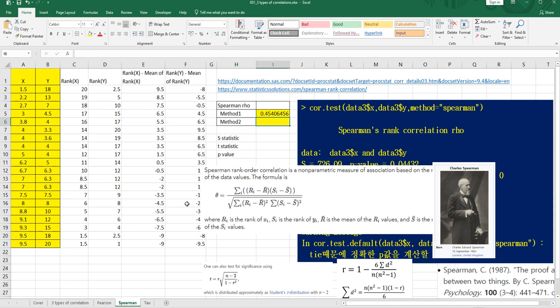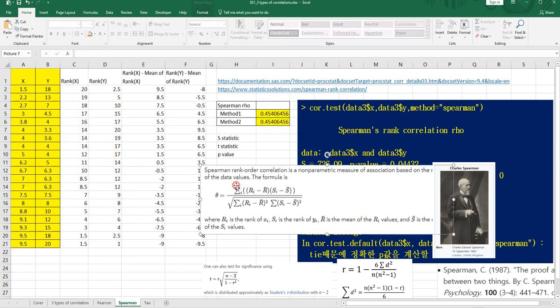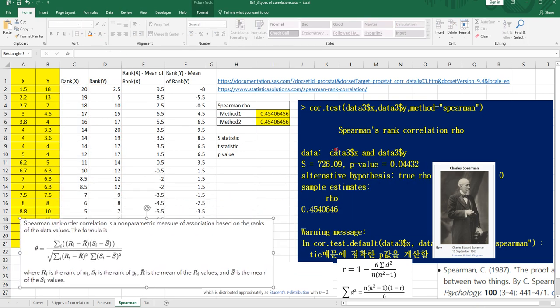For the second method, we can directly use this rank data. So the correlation function. Alright. If you run our program to get Spearman rank, there are three values you need to consider for data analysis: S, p-value, and rho.